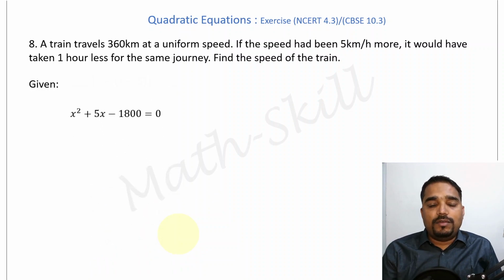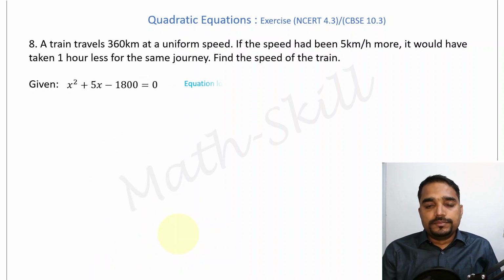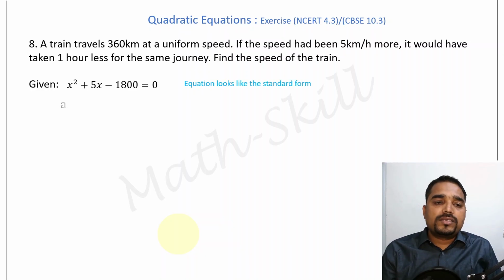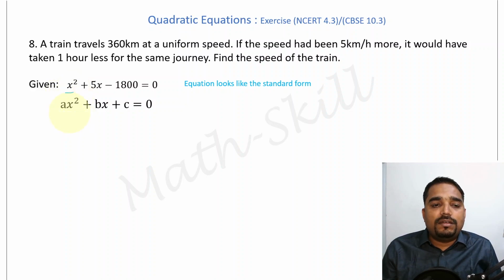Upon comparing this equation with the standard form, we see that the standard form is ax square plus bx plus c equals 0. Now upon comparison, we see that both the simplified equation and the standard form contain the first term as x square term, second term as x term, and third term is a constant term. That is, both these equations are looking similar.